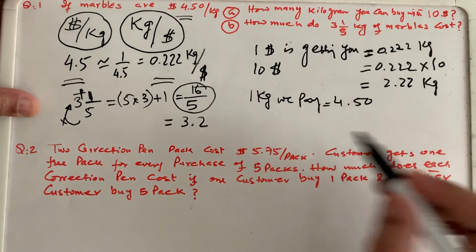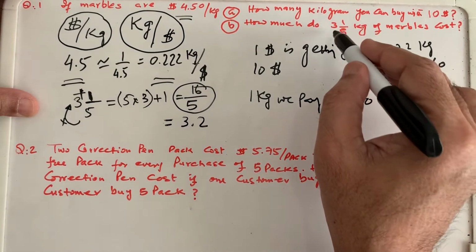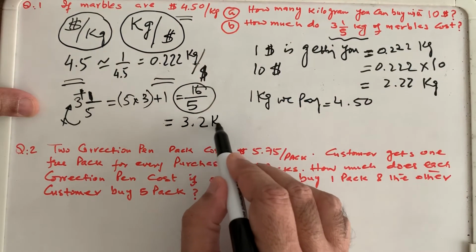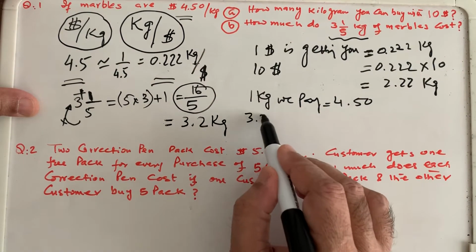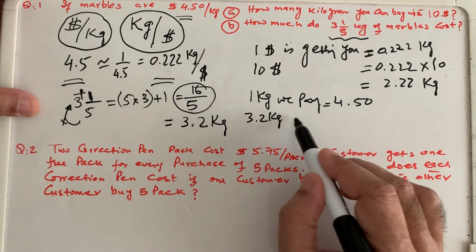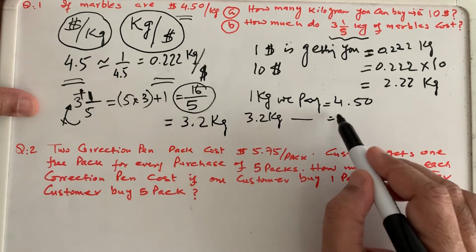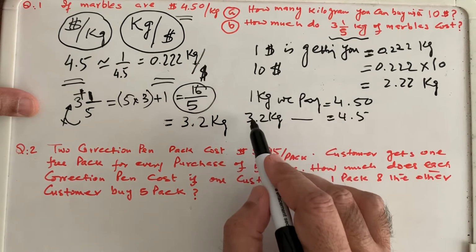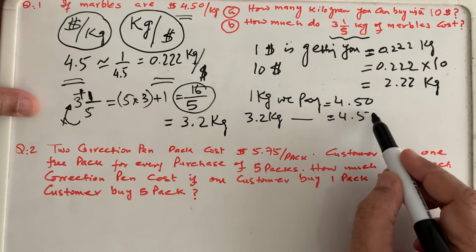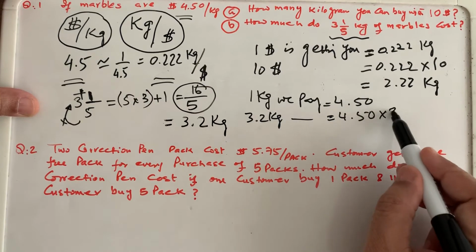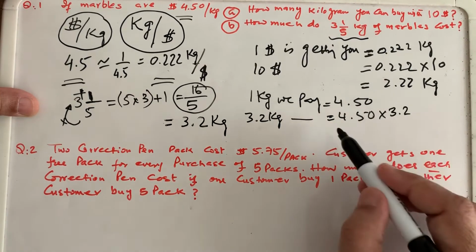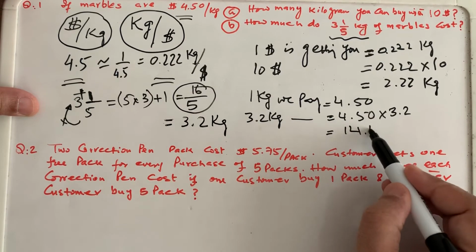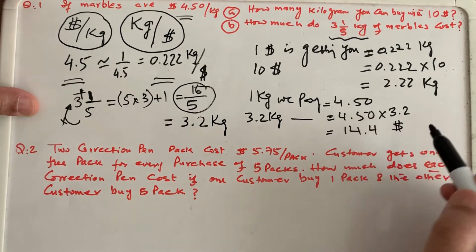$4.50. How much do we want to pay for 3 and 1/5, but 3 and 1/5 is 3.2 kilogram. So that means we are going to calculate what we have to pay for 3.2 kilogram. That means more quantity. This was $1, this is 3.2 kilogram. So 4.50 times 3.2 gives you $14.4, right? So this is your answer.